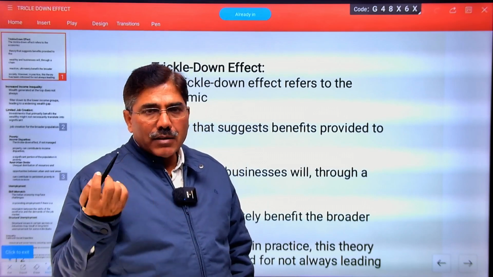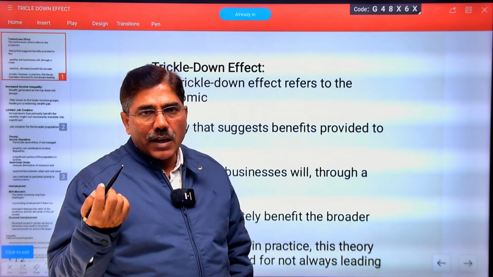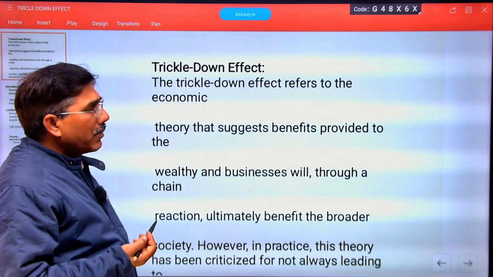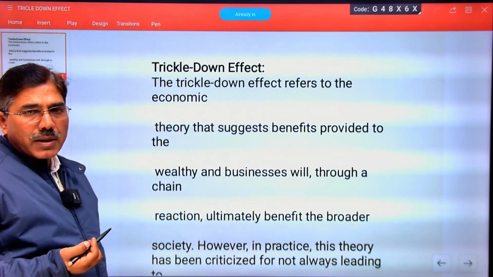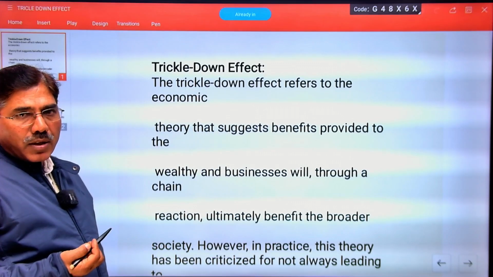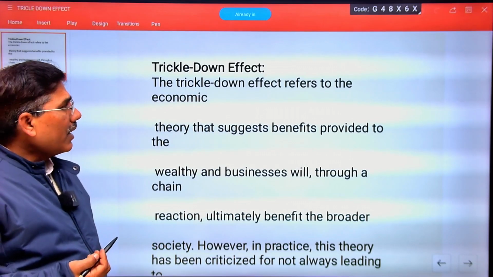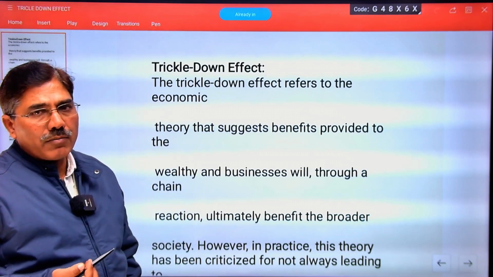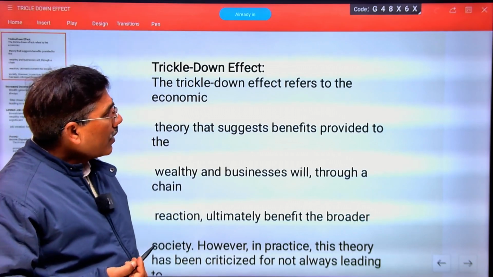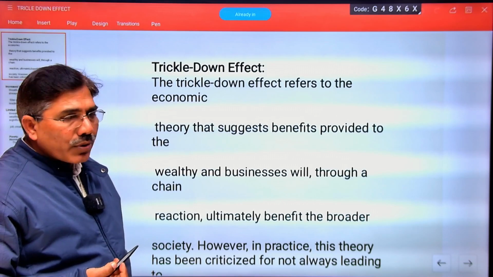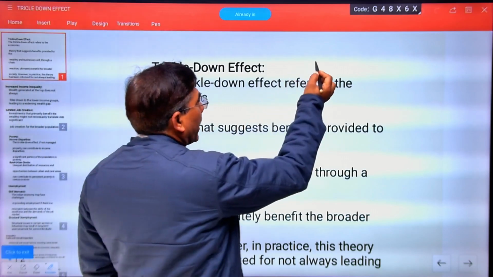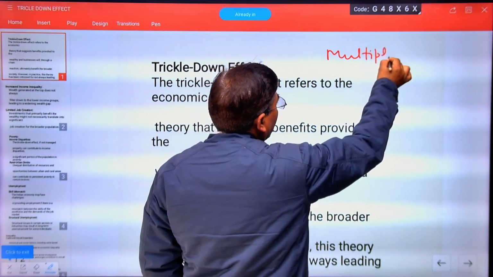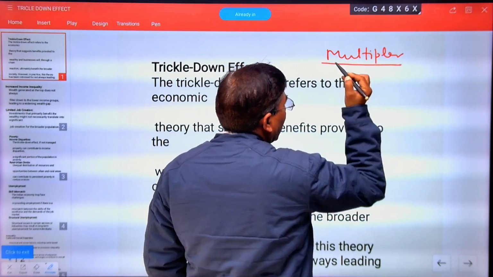Now, a number of students are not aware of the concept of multiplier. First, you understand the investment multiplier, then the employment multiplier. Then you can easily understand why the trickle down effect theory failed in the Indian economy. First, I will discuss the technical, theoretical aspect of this multiplier, or you can say the investment multiplier. Understand now the concept of multiplier.